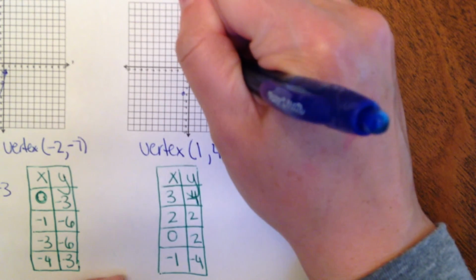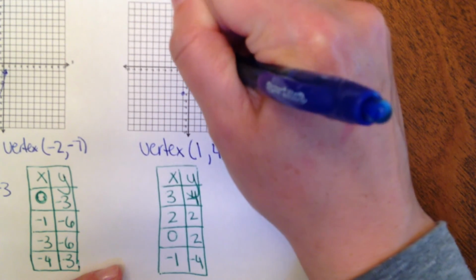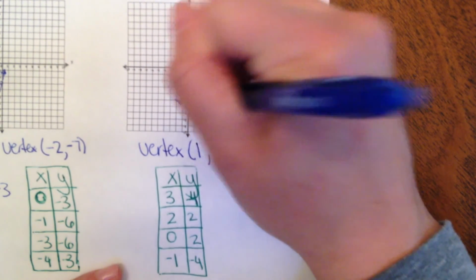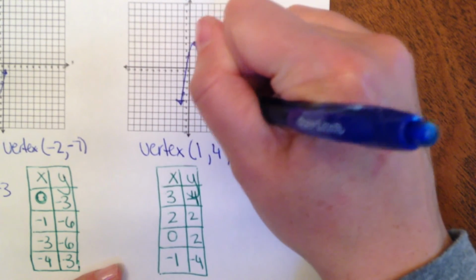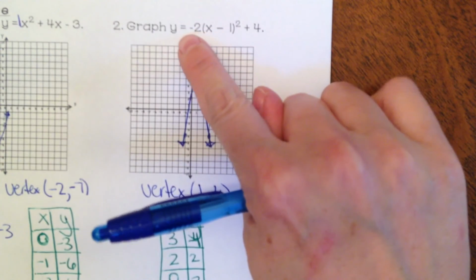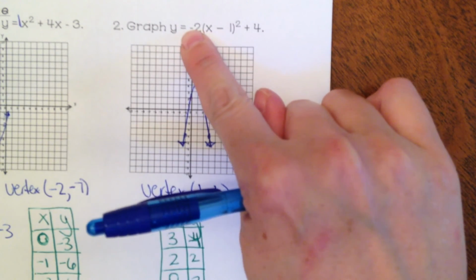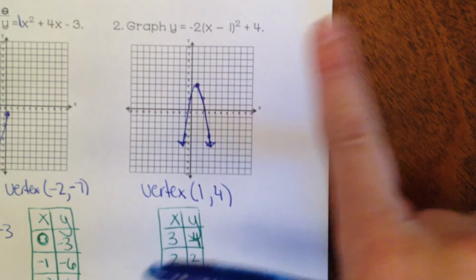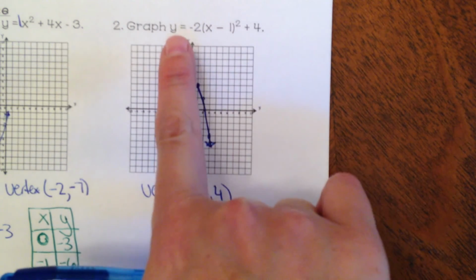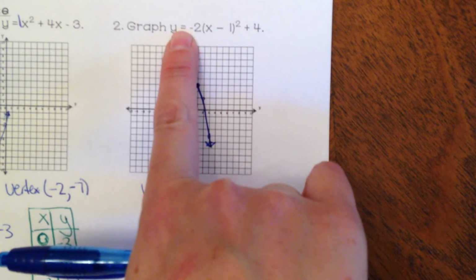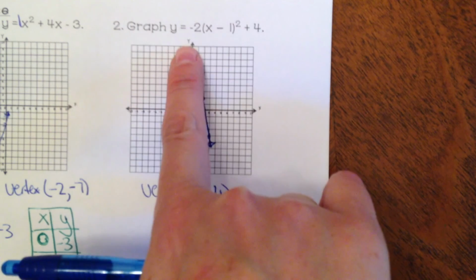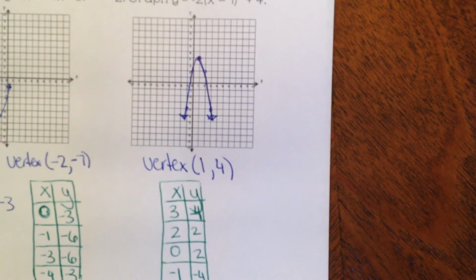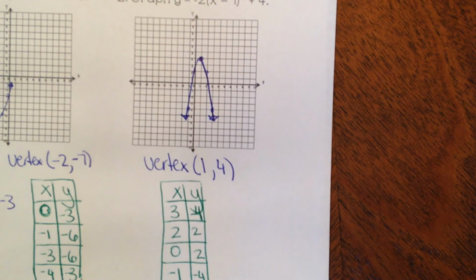Okay, so this one is facing down because it is multiplied by a negative number on the outside. If the number multiplied by x squared is positive, it will be going up. And if it's multiplied by a negative, it'll be going down. Okay, hopefully this helped you remember graphing quadratic functions.